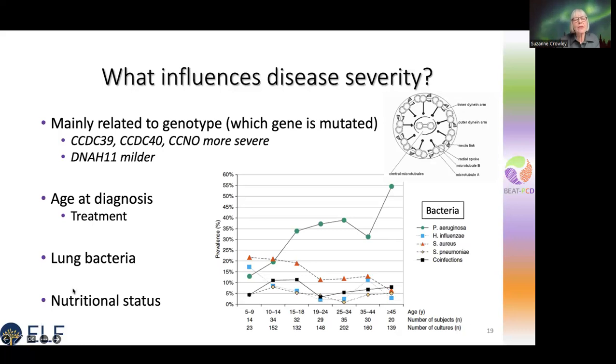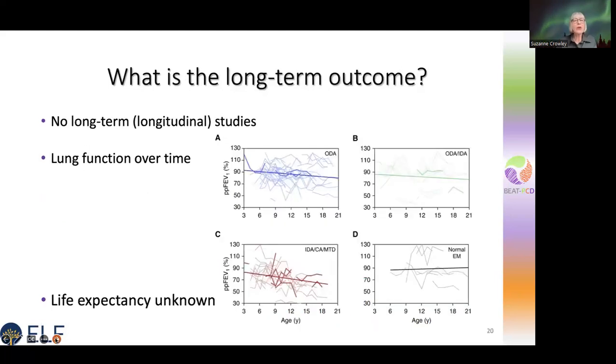Nutritional status is also important, but it's a bit difficult to know which is chicken and which is egg with nutritional status. Longer term outcome, we don't really have the studies to tell us about longer term outcome in PCD, but these will come with time. We have shorter term studies looking at lung function. This looks very complicated, but it's not. Here we have a measure of lung function along here. This is percent of normal. So 100% is about normal. 90% here is still normal.